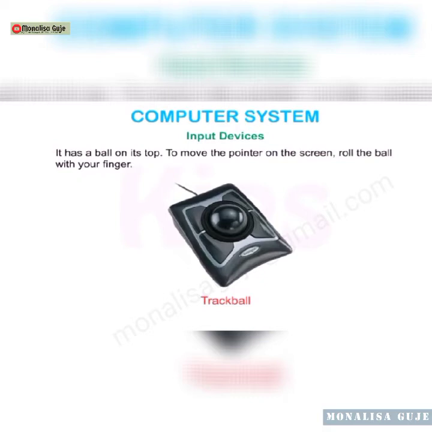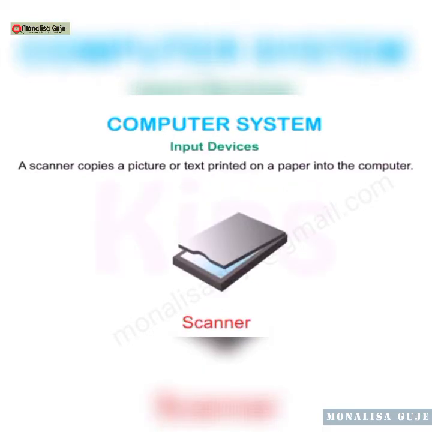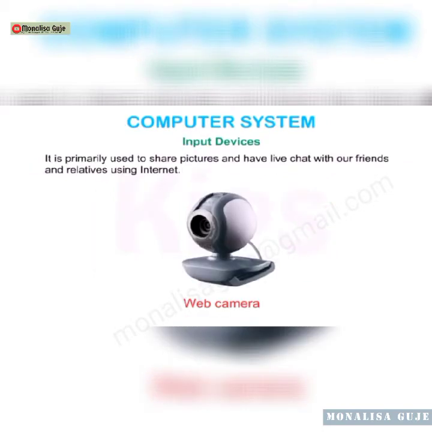Input devices. We'll just see the trackball. It has a ball on the top. It moves the pointer on the screen. Roll the ball with your finger. Then we have the scanner. A scanner copies a picture or text printed on paper into the computer. The webcam is primarily used to share pictures and have live chat with our friends and relatives using the internet.